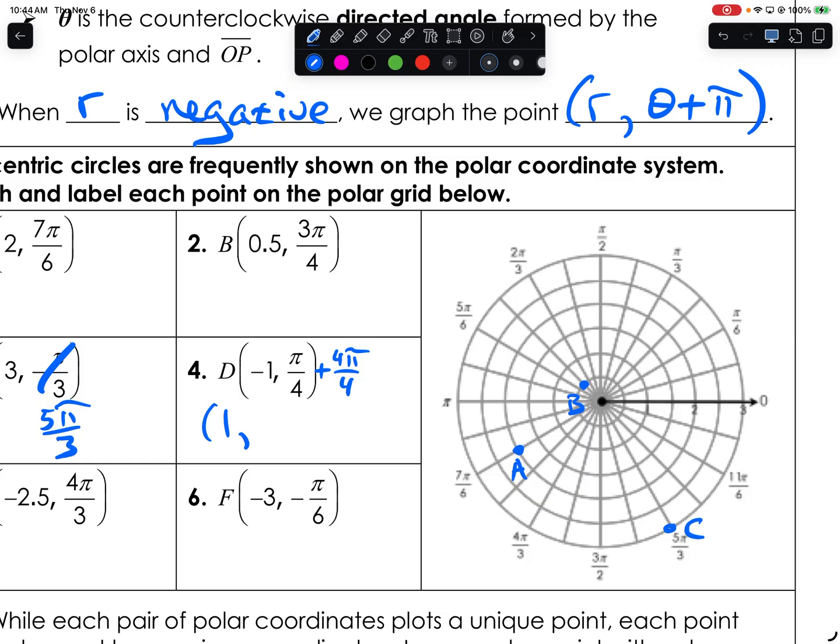What do I get? 5 pi over 4. So I'm going to graph 5 pi over 4. So where's 5 pi over 4? Because it doesn't list all the radians, right? It's the middle of the third quadrant, right? So we're going 1. So that's the second circle right there. So that is point D.